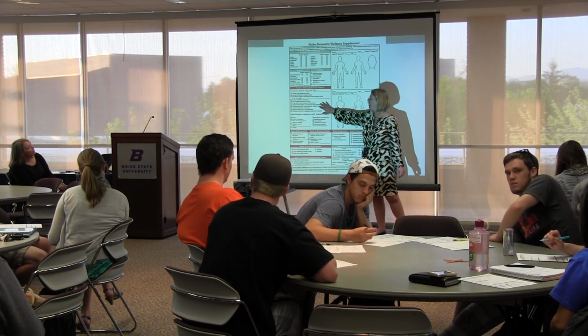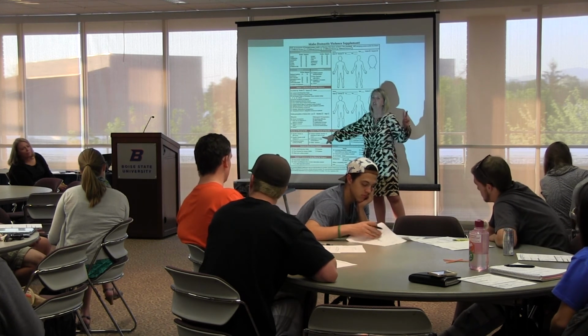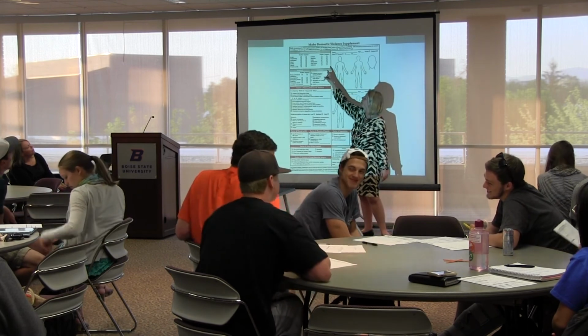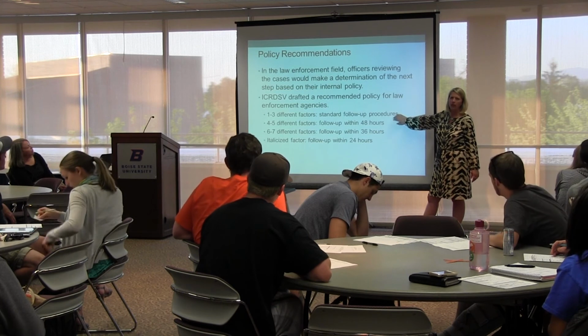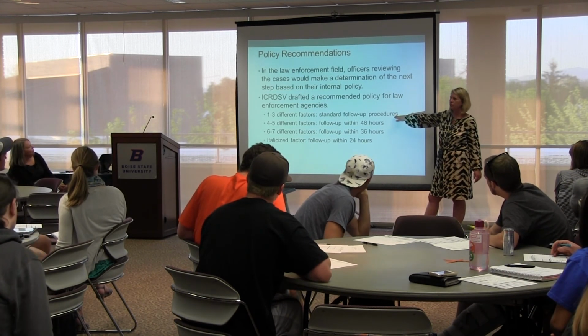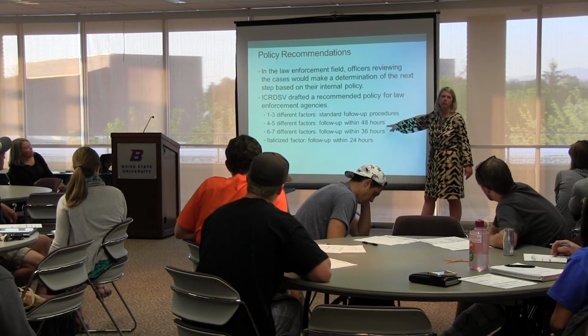So if I have 5 check boxes here and 1 check box here, how many factors do I have? 2, right? So then you go to the very top where it says, how many factors do you have? 1 to 3, 4 to 5, 6 to 7. The coordinated response came up with, this is what you should do about it. So they recommended if you have 1 to 3 factors, you do your standard follow-up procedures. 4 to 5, somebody should follow up with the victim within 48 hours.